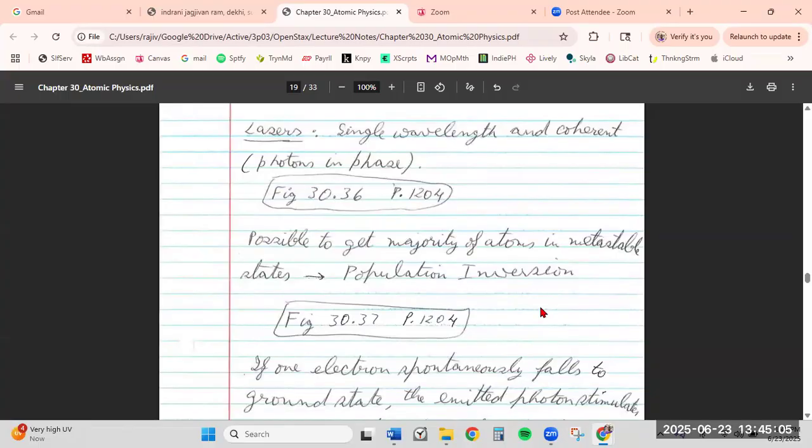Another application of excitation and de-excitation, or falling back to ground state, is in the construction of lasers. Lasers are basically single wavelength and coherent. Laser light is monochromatic light, meaning it has just a single frequency, a single color. And coherent means that all of the photons emitted by a laser are in phase. And that helps a laser beam to remain focused over large distances. So all of the energy of the photons can be delivered wherever the laser hits a target.